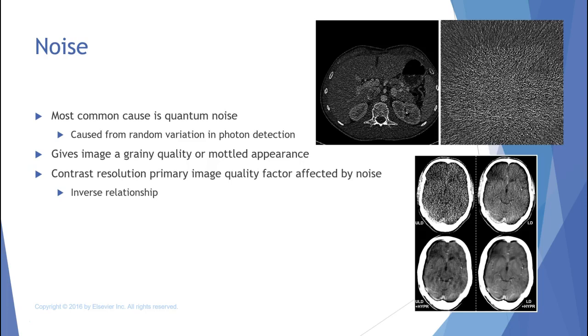Okay, noise. The most common cause is quantum noise. It gives the image a grainy or mottled appearance, and your contrast resolution is the primary image quality factor that is affected by noise. Okay, and there are 2 pictures here. The top is an abdomen. They're both very, very grainy. This can happen with very large patients, although this patient picture here is not large.